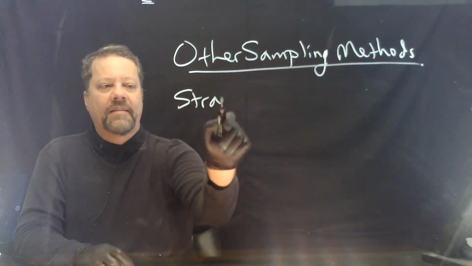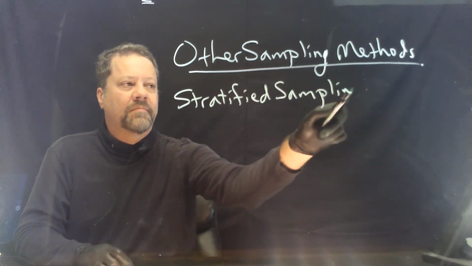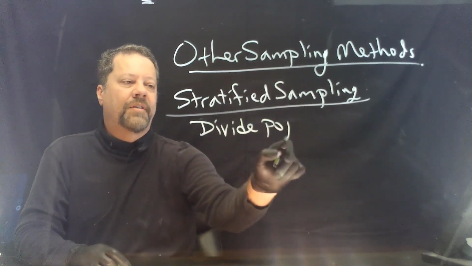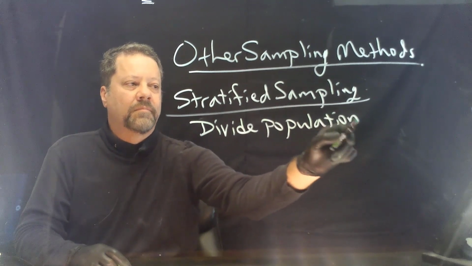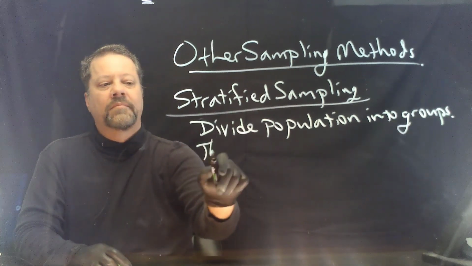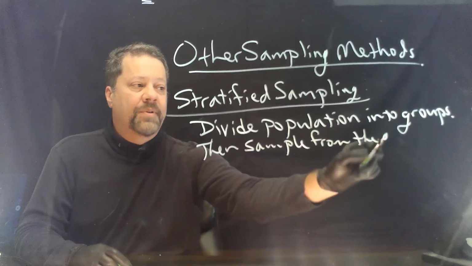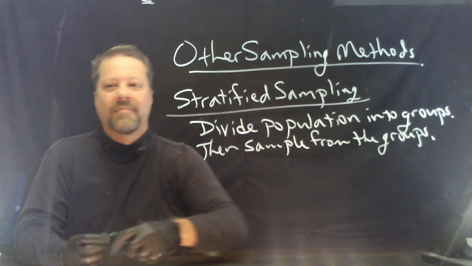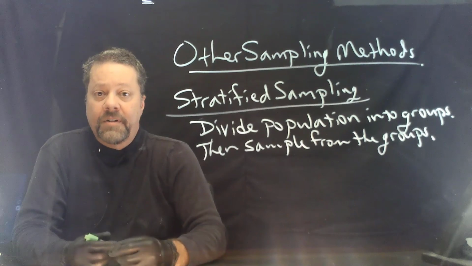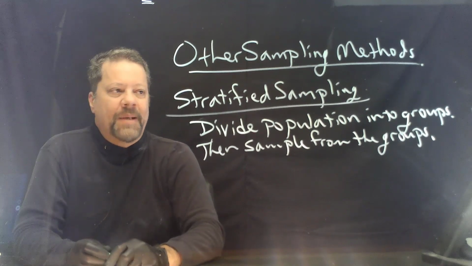In stratified sampling, you divide a population into groups, then you sample from the groups. So, for example, you might divide the population into those who live in certain zip codes, and then sample from the different zip codes. That would be a stratified sample.